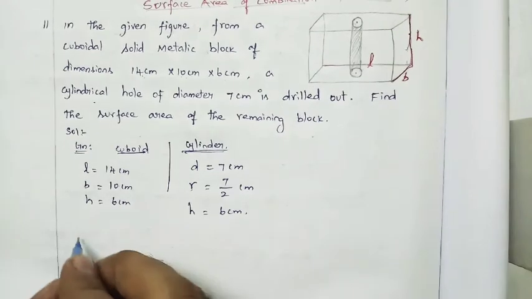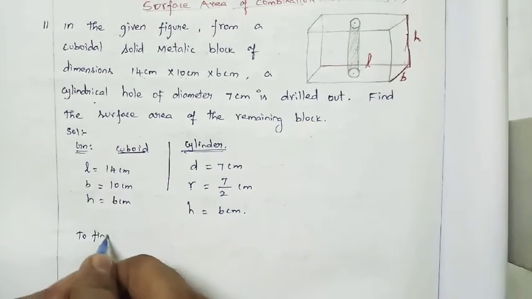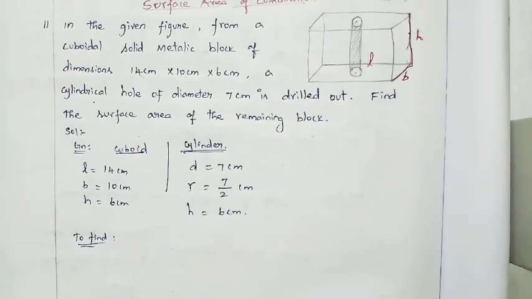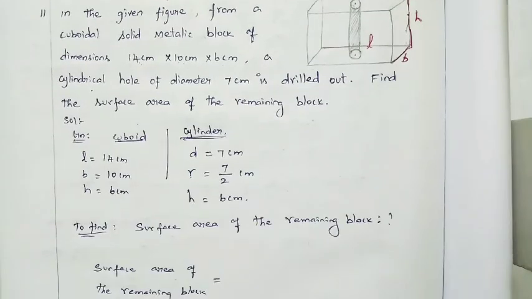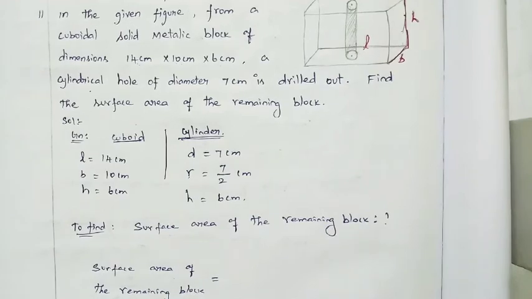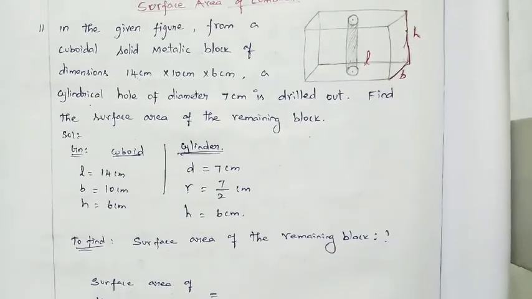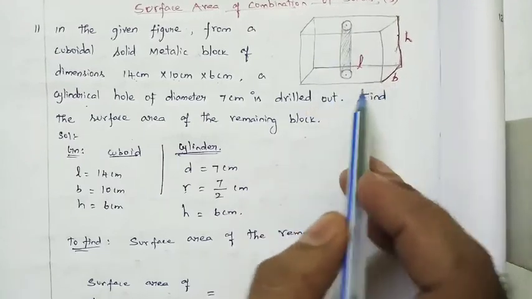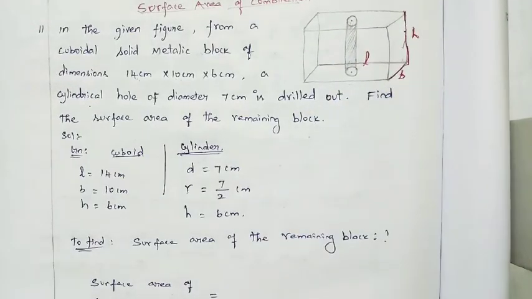Now what we want to find is the surface area of the remaining block. I told you that already: it is like painting, you just calculate one by one.